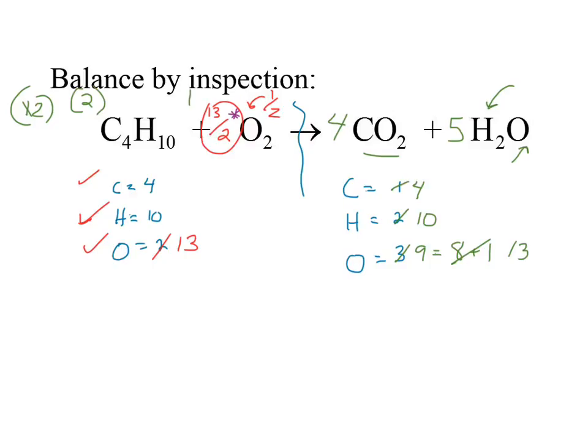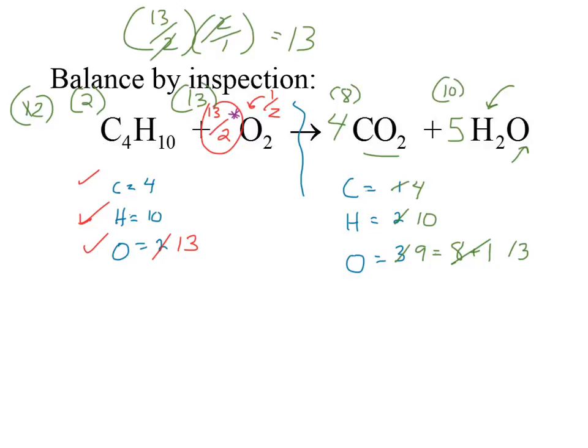13, yep. Yep, 13 halves times 2. So let's see, and of course 4 times 2 is 8. 5 times 2 is 10. So in green there, an alternate set of stoichiometric coefficients of 2, 13, 8, and 10 are great also.